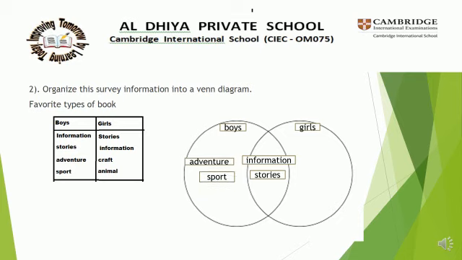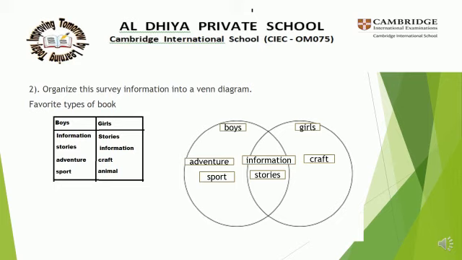Now we are going to enter the girls table. Story books we already typed in the middle of the circles, and the information also we typed in the middle. The next one is craft. Craft books. Do boys like the craft book? No. Only girls. So write only in the girls circle.